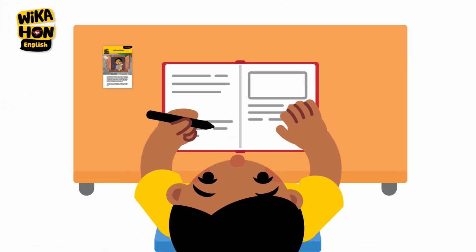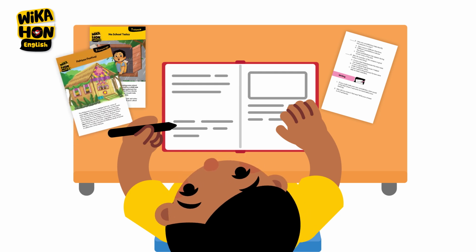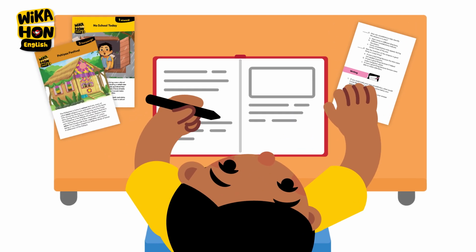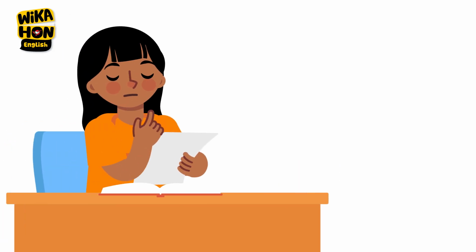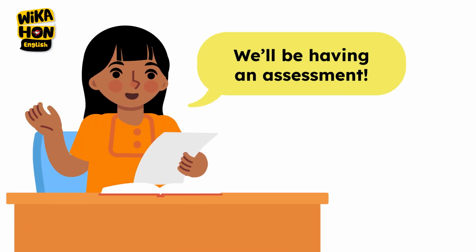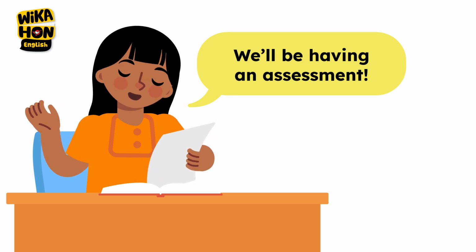During the allotted WiKAHON English time, students may complete as many selections as they can within the set time period. Once a student has finished all the selections in a category, they are given an assessment to determine whether they can move to the next one or repeat the current one.